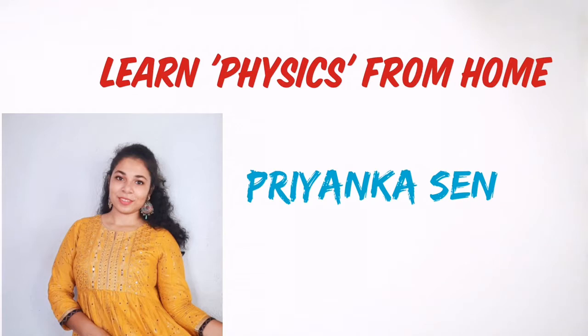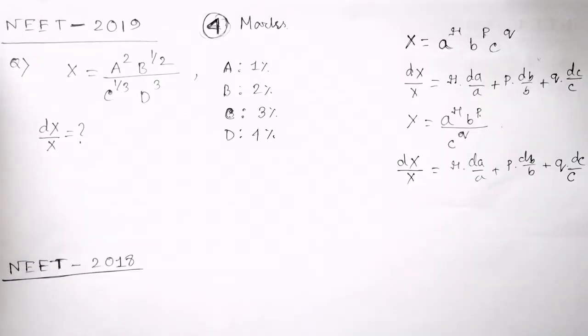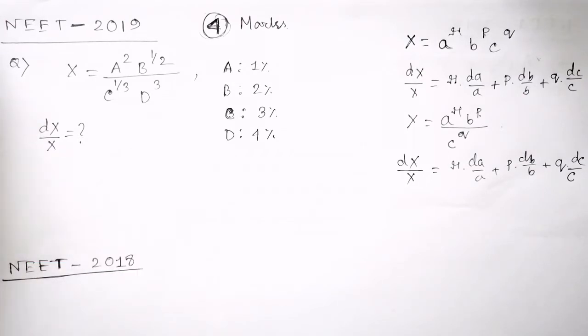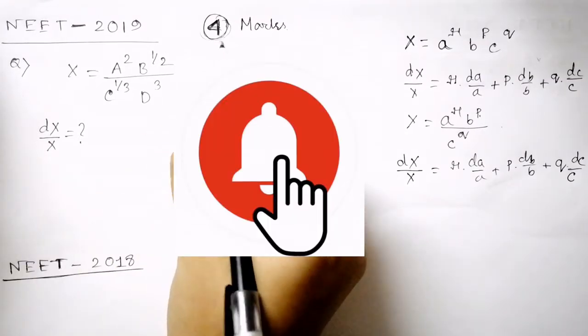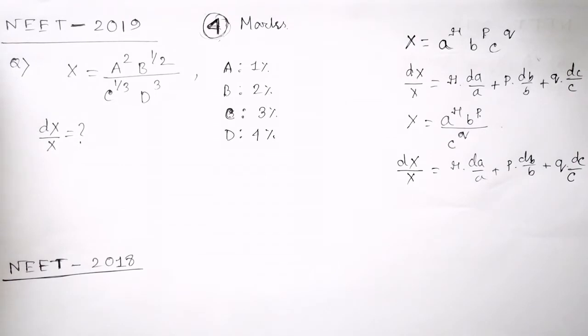My name is Priyanka Sen and I am going to start a new series, Solution of Previous Year Question Papers of NEET chapter wise. So for the very first topic, I have chosen the Unit and Dimension chapter from your class 11 syllabus. If you have gone through the previous year question papers, you will notice that every year one question has been asked from this topic. That means 4 marks from this simple topic. So let's start with the very first question.